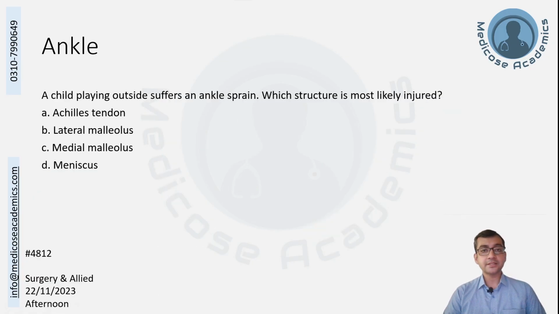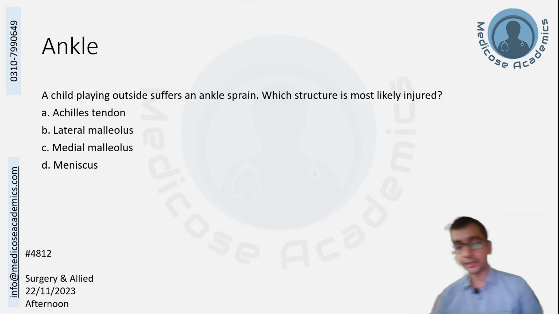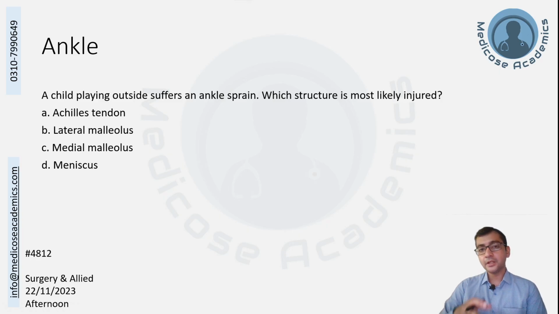A child playing outside suffers an ankle sprain. Which structure is most likely to be injured? So actual injury depends upon whether the foot has been over inverted or everted. That situation has not been given in this question. So try to think about your experiences. In which direction does your foot turn most commonly when such an event occurs? Especially ladies who wear high heels can answer this question a little better, that your foot is usually inverted in case of slipping.